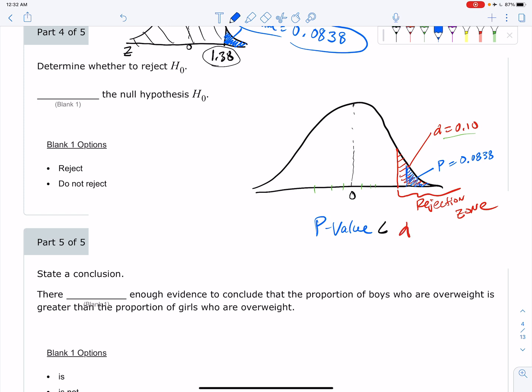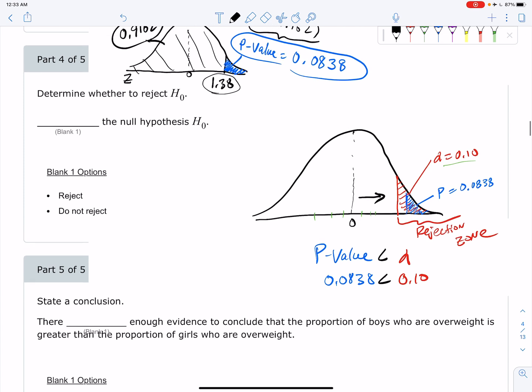Once again, that p-value is 0.0838, and that is less than the alpha, which, what was the alpha? 0.10. So when it's less than it, and you can see my picture, the further you go away from 0, the more you want to reject it. And if you get in that red zone, you have to reject it. So we must reject. So we reject the null.